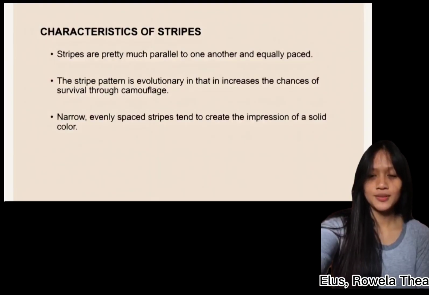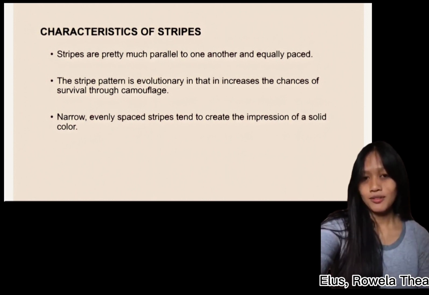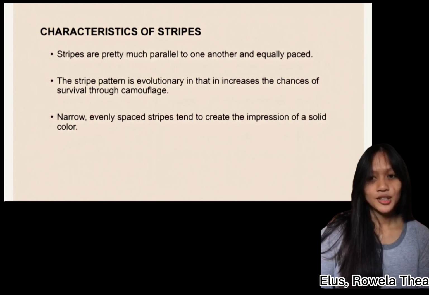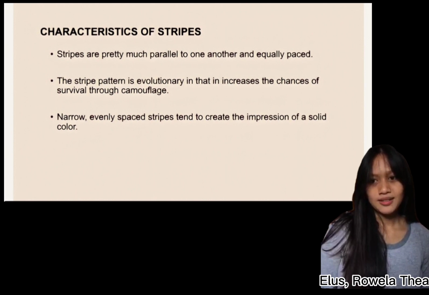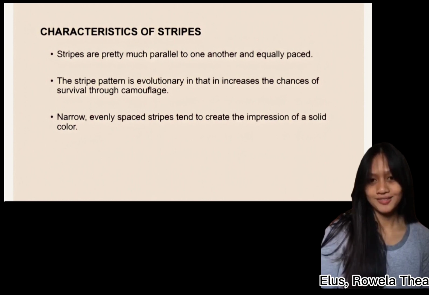Characteristics of stripes. First, stripes are pretty much parallel to one another and equally spaced. The stripe pattern is evolutionary in that it increases chances of survival through camouflage. For example, a tiger's stripes camouflage it while hunting in a forest or grassland, making it easier to surprise and catch its prey. Narrow, evenly spaced stripes tend to create the impression of a solid color.